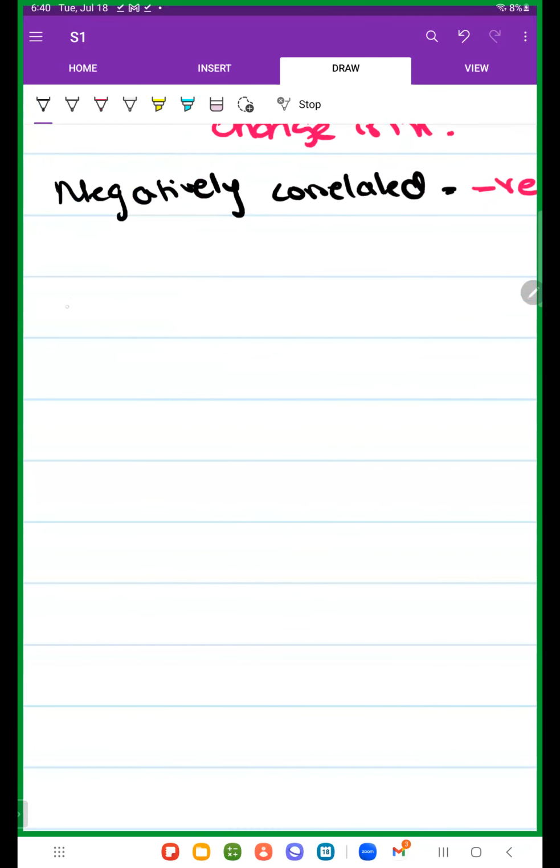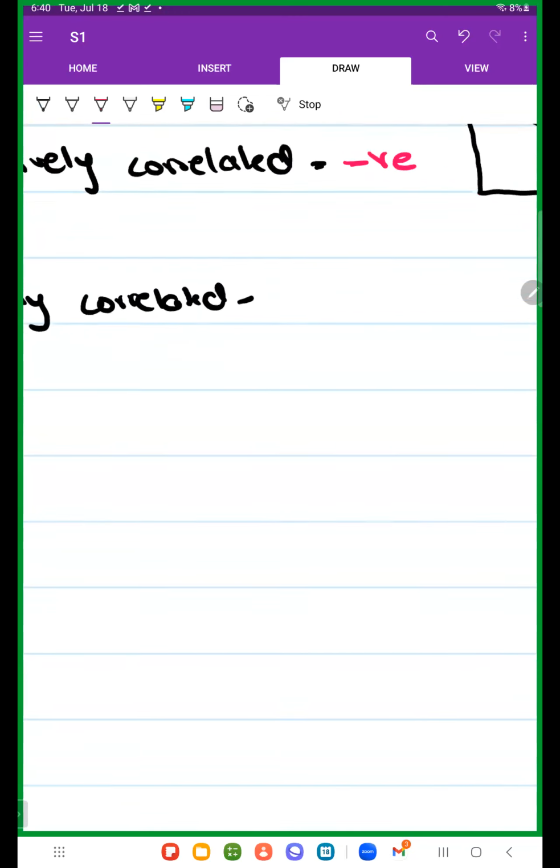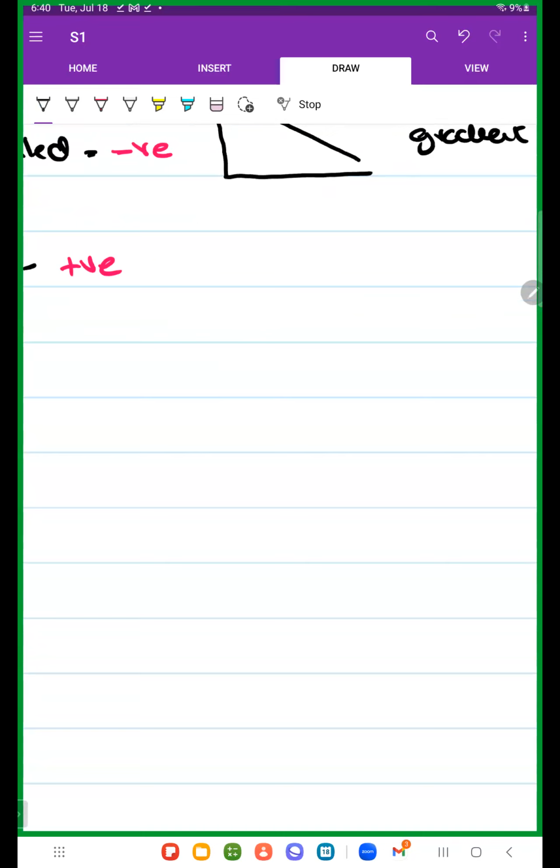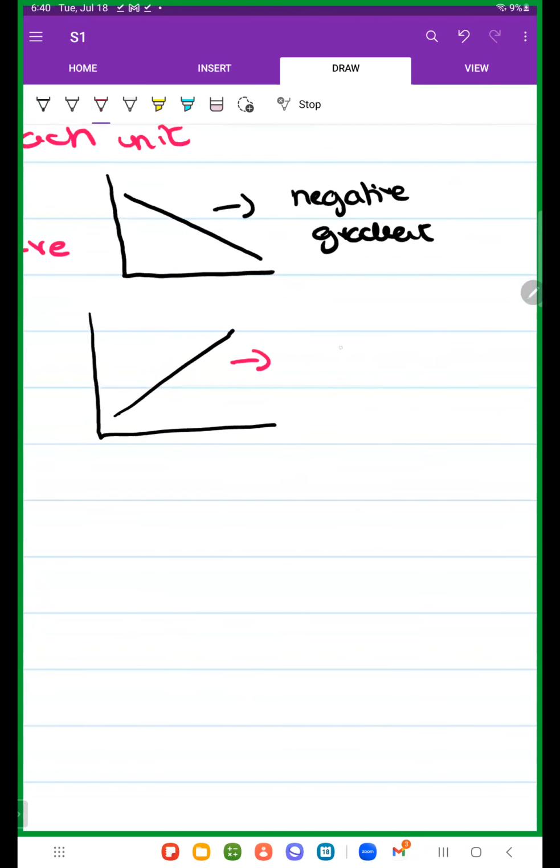If my data is positively correlated, then what will my b value be? Positive. Yes, I will have a positive b value, because my slope will be positive. M will be positive, so a positive gradient. Are you clear till here? Okay. All right. So let's look at example 3 on the next page.